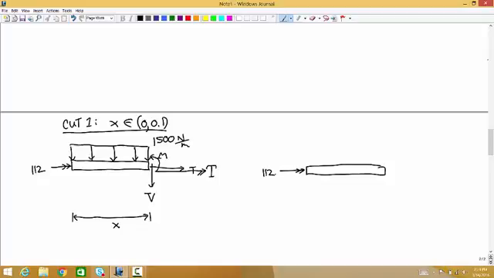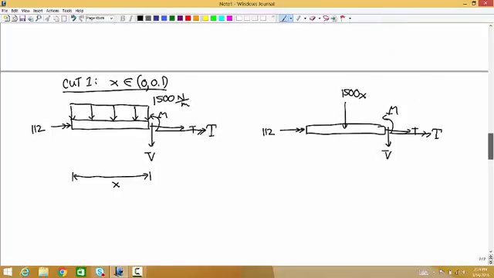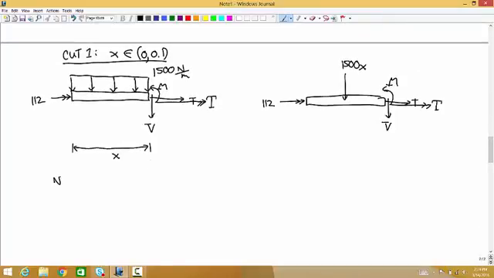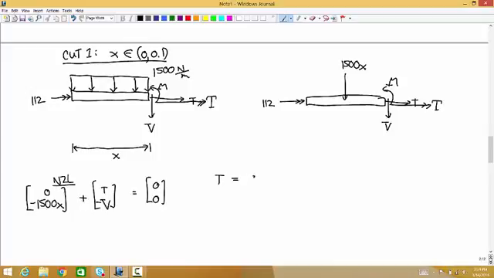So that's 112. What's the point force? What's the weight as a point force? You have 1,500x. And then we have the internal loads: T, V, M, fancy T. Okay, so Newton's second law says 0, negative 1,500x plus T, negative V is equal to zeros. So T is equal to 0. And V is equal to negative 1,500x.